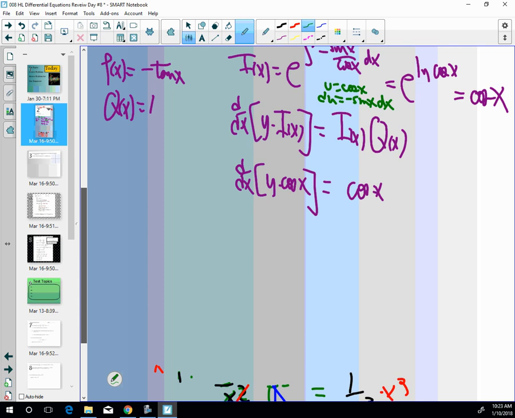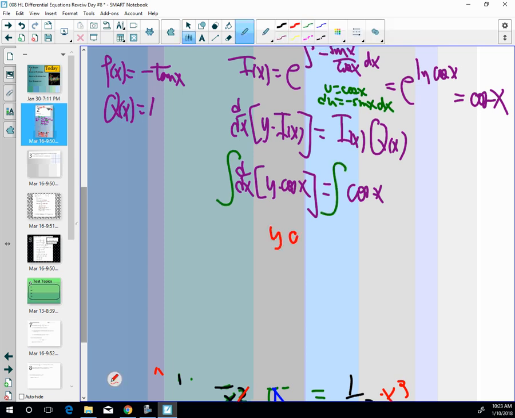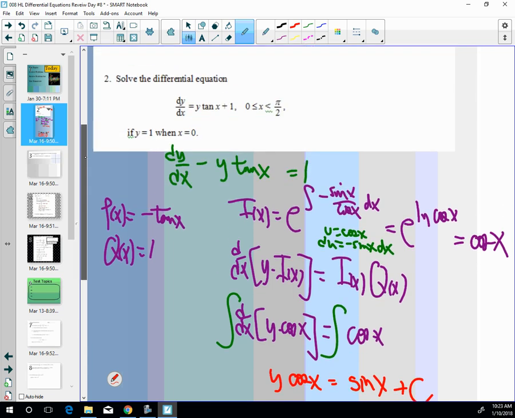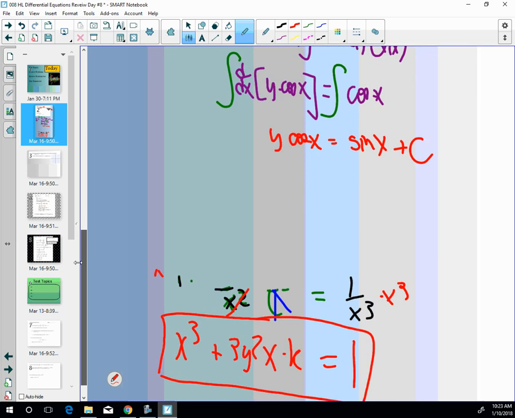So now we integrate both sides, and you get y cosine x equal to, what's the anti of cosine? Close. Sine x. The derivative of sine is cosine. So anti of cosine is sine plus c. Did they give us a point? They did. 1, 0. So we need to find c.